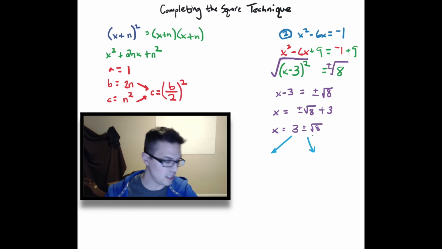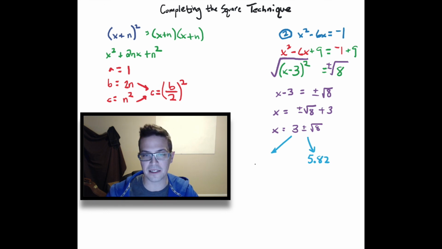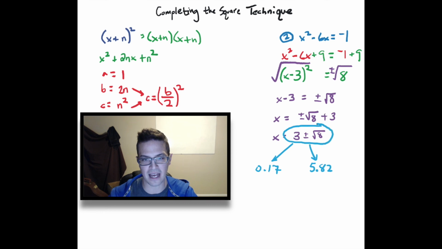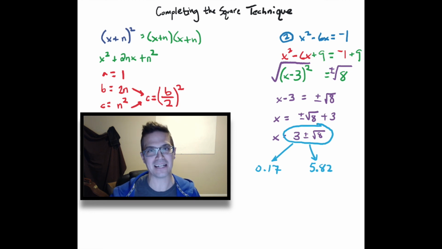So 3 plus the square root of 8 would be 5.82, and then it just keeps going on and on. Again, that's just an approximation. And then if you do 3 minus the square root of 8, you're going to get 0.17, and then it goes on and on. So it still matches the approximation, but this right here actually represents what the actual answer is, and that's the exact answer. So that's basically how to use the completing the square technique to find an exact answer of a quadratic equation.